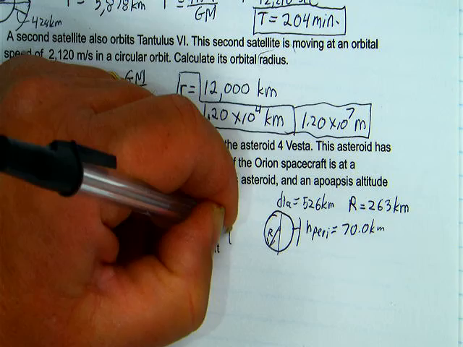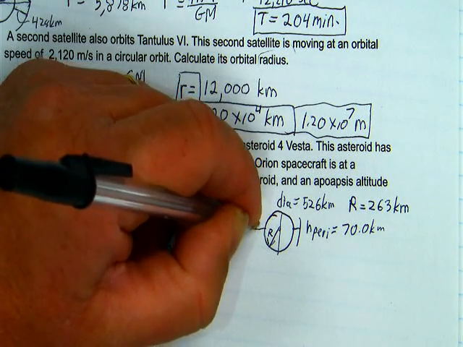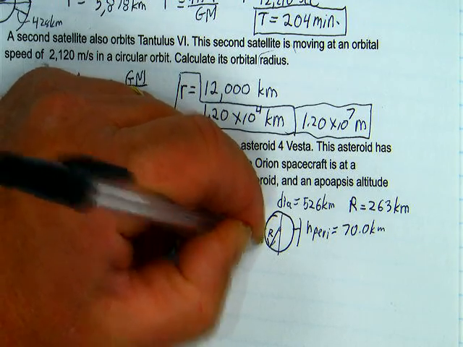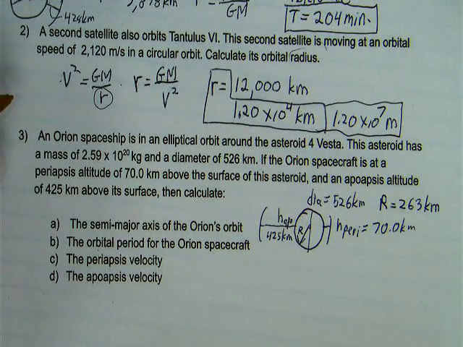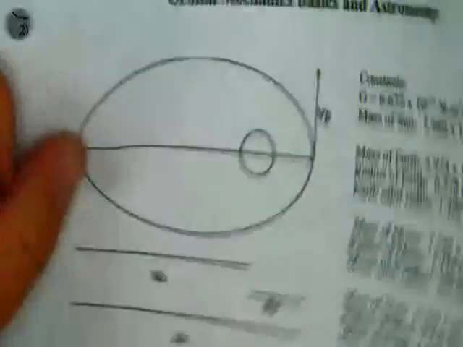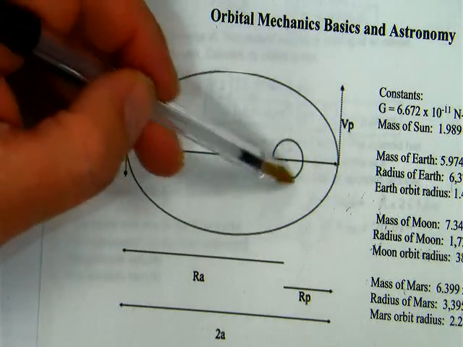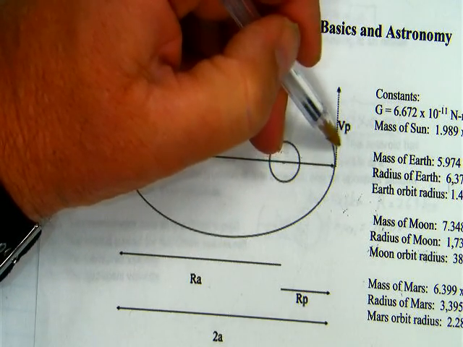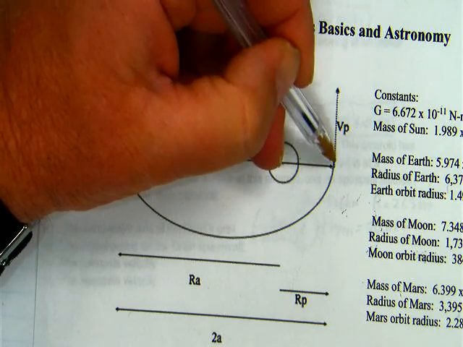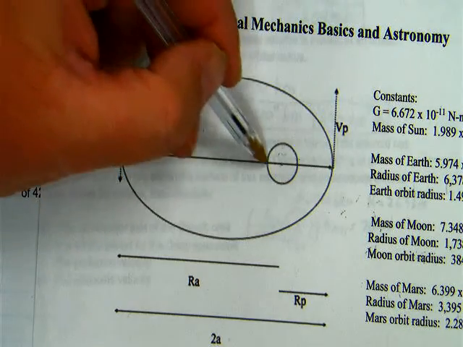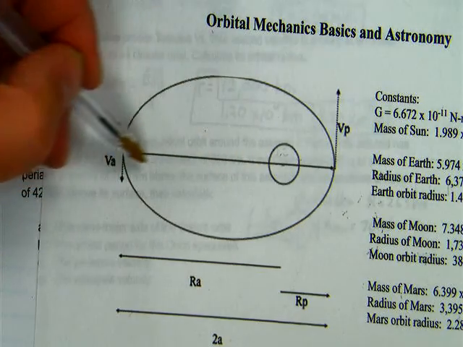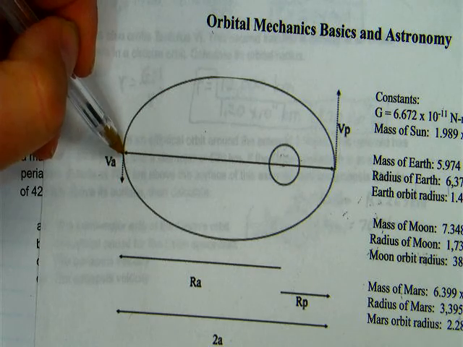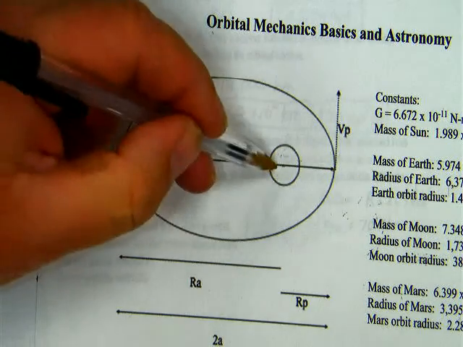Apoapsis altitude is 425 kilometers. This is not a circular orbit. This is an elliptical orbit. So you're going to be using the properties of elliptical orbits. Here's the asteroid. Here's the periapsis distance. It's the smallest distance from the surface of the asteroid to the Orion spacecraft. On the opposite side is the apoapsis altitude, the distance from the surface of the asteroid to the Orion spacecraft when it's at its farthest point away from the asteroid.